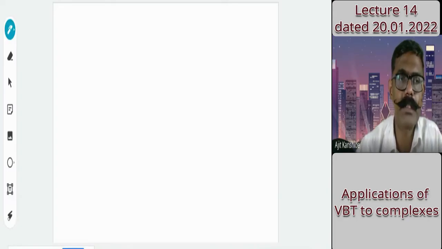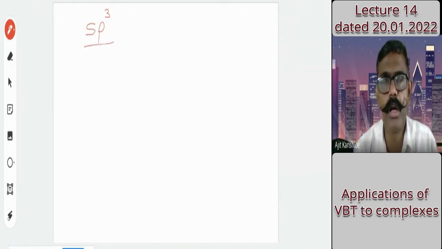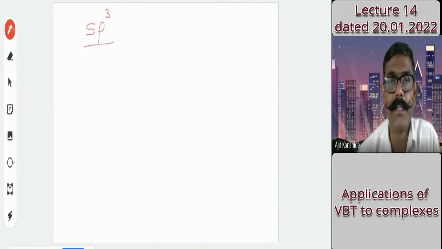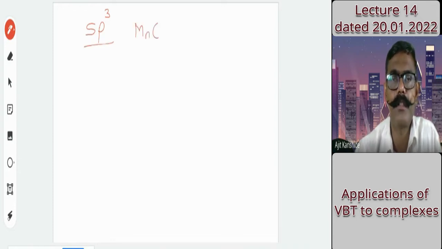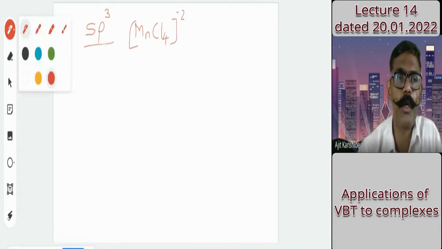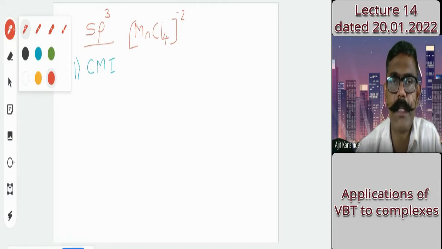Let me begin my discussion with sp3 hybridization. Of course, for coordination compounds, I need to furnish examples here. The example for that is MnCl4 2-. What will be your points of explanation? First point, central metal ion. Which central metal ion is present there?